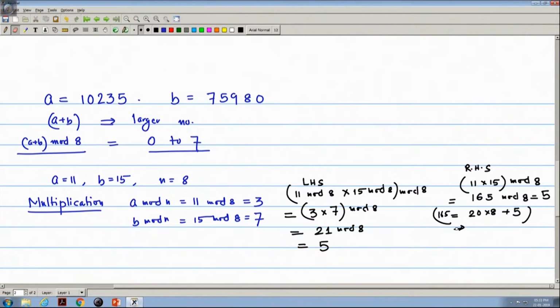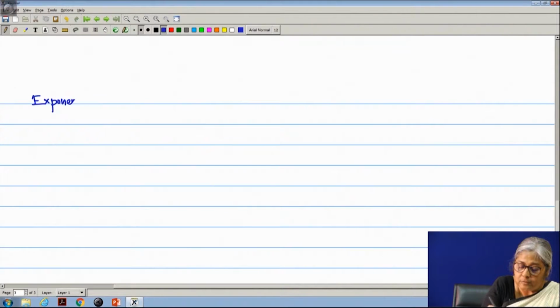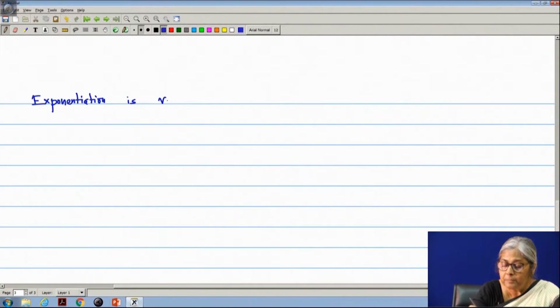So, when I am doing the multiplication, this advantage is even more because multiplication of two large numbers is actually a difficult computation, and this will never be more than n minus 1, maximum it can be n minus 1. So, we see that this 5 and 5, these are equal. So, in this way we can take now exponentiation, because we know the exponentiation is nothing but repeated multiplication.